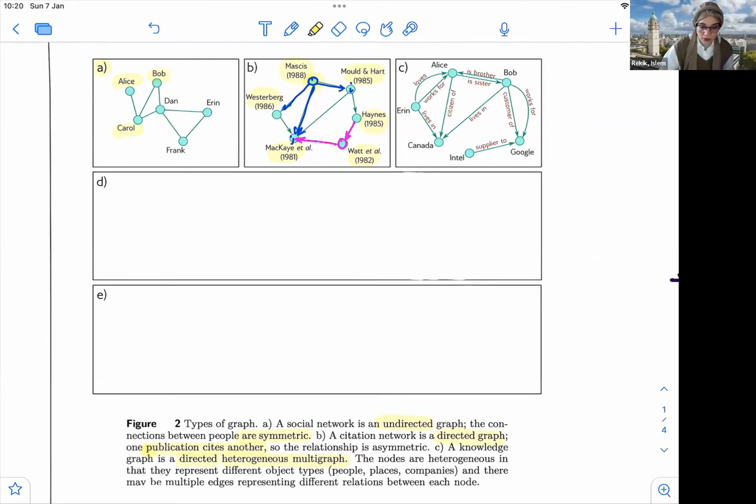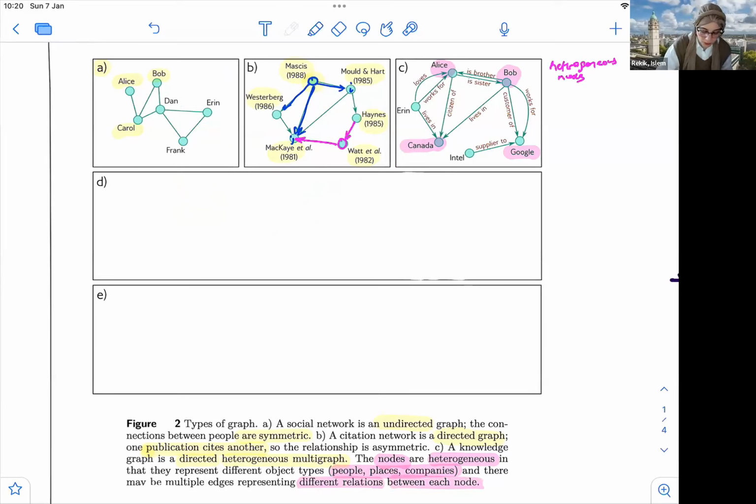In this knowledge graph, you can see that the nodes are heterogeneous. We have different types of nodes. This is a person: Bob, Alice, Aaron. You have a country, Canada. You have Google, a company. So the nodes have completely different types, and we call them heterogeneous nodes. They represent different object types, like people, places, and companies, and there may be multiple edges representing different relationships between each node.